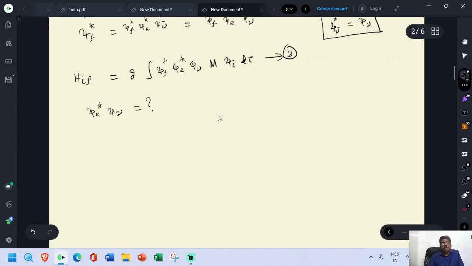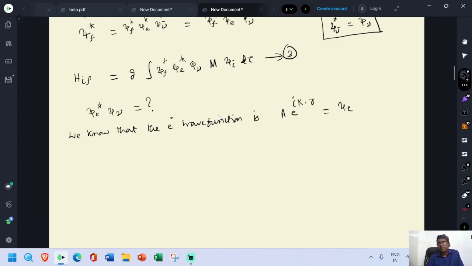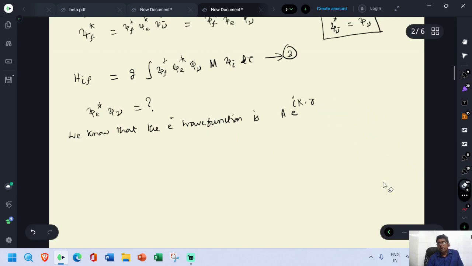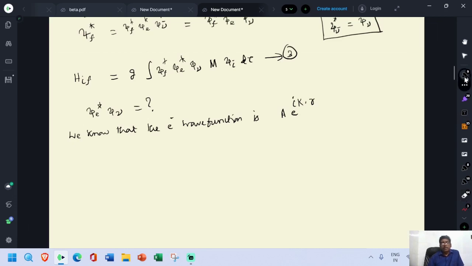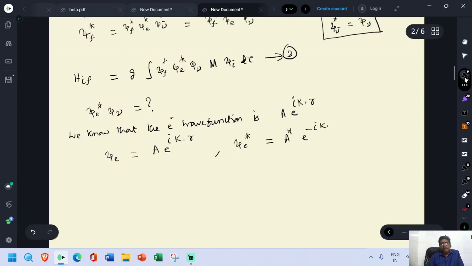The electron wave function is a plane wave. We know that the electron wave function is A times e^(ik·r). This is equal to ψ_e. Since the electron wave function is a plane wave, it is A times e^(ik·r). Here A is a normalization constant, we have to find out its value. ψ_e equals A e^(ik·r). Then ψ_e* equals A* e^(−ik·r).